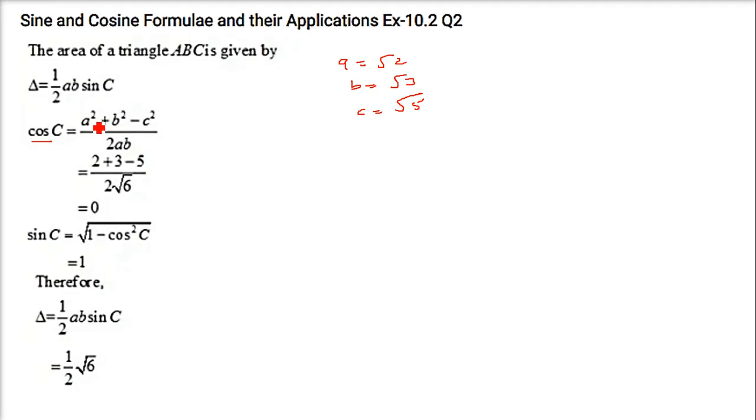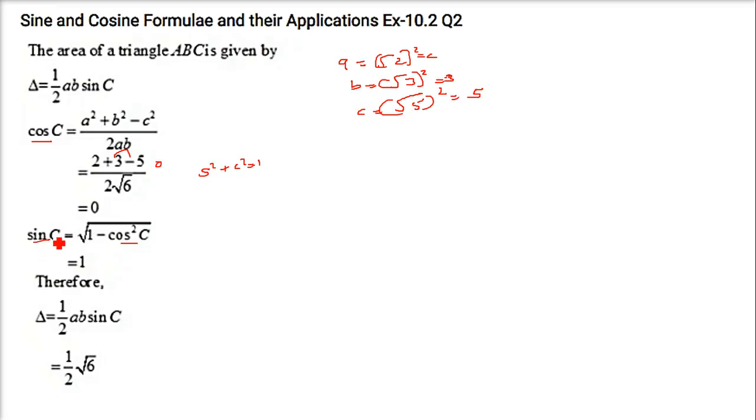Here just put the values. a square, that is root 2 whole square, will be 2. Root 3 whole square will be 3. And root 5 whole square will be 5. So you get 2, 3, 5, and of course we have a and b as root 2 and root 3. So this is what you get, and here 5 minus 5 is 0. So cos C is 0. And we know that sin square theta plus cos square theta equal to 1. So sin will be under root 1 minus cos square. So under root 1 minus 0 gives you 1.